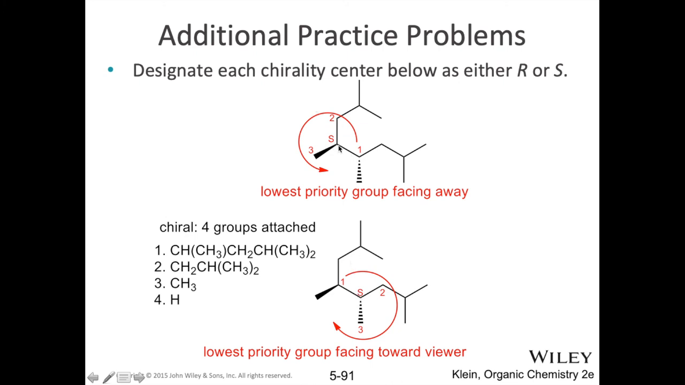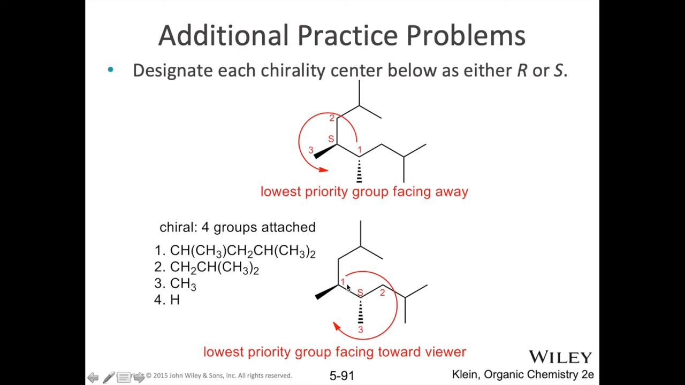In this case the hydrogen that's not shown is pointing away from you. We assign highest priority to this carbon because it's got 2 carbons and a hydrogen attached to it. Next priority is this one. It's got a carbon and 2 hydrogens attached to it. And then third priority is this carbon, which has only 3 hydrogens attached to it. Looking at those, it's going counterclockwise, so it's the S designation.